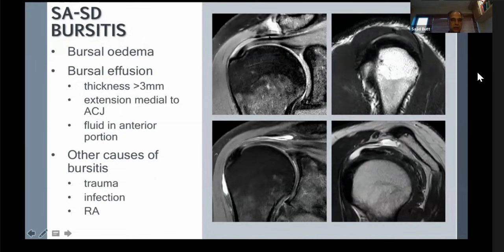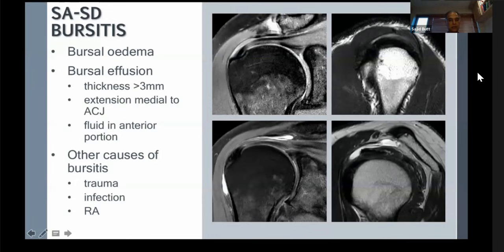It's thicker here, it's thinner there. If it's more than 3 millimeters thick, it's definitely abnormal. If it extends medial to the acromioclavicular joint, as you can see here, that's definitely abnormal. If you've got additional fluid at the extreme lateral and anterior portions of it, that's abnormal. So look at how thickened this subacromial subdeltoid bursa is.